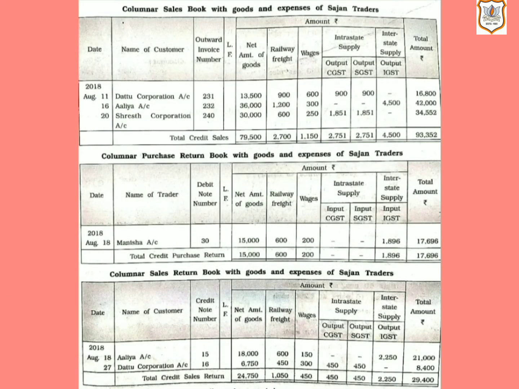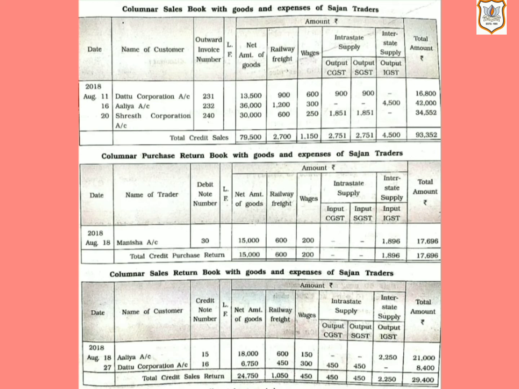Then next transaction, date 11th, goods of rupees 15,000 sold to Dattu Corporation at 10% trade discount. Labor charges rupees 600, railway freight rupees 900. Invoice number 231. So this is credit sales of goods. We have sold goods to Dattu traders on credit. So it will be recorded in sales book.